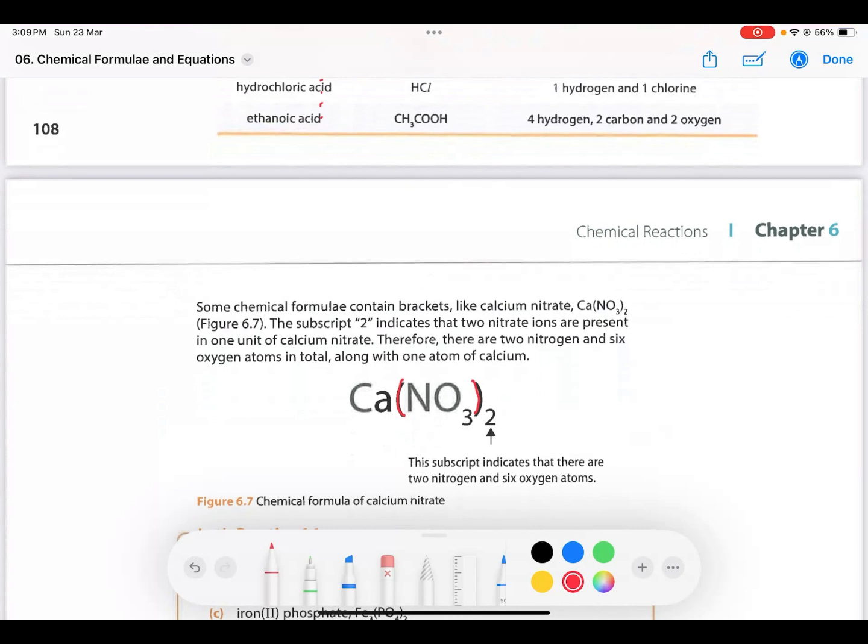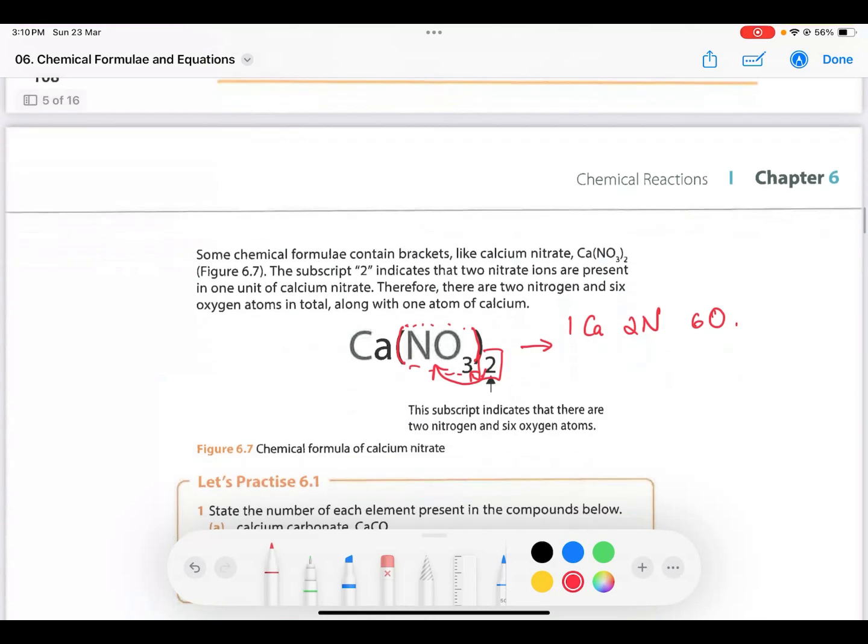This is like your mathematics, where if there's a 2 outside the bracket, it means that everything inside the bracket is multiplied by 2. So in this case, if I have calcium nitrate, then the formula is Ca(NO3)2. This means that there's 1 calcium, 2 nitrogen, and 6 oxygen, because these will be multiplied by 2. So recognizing this is important.